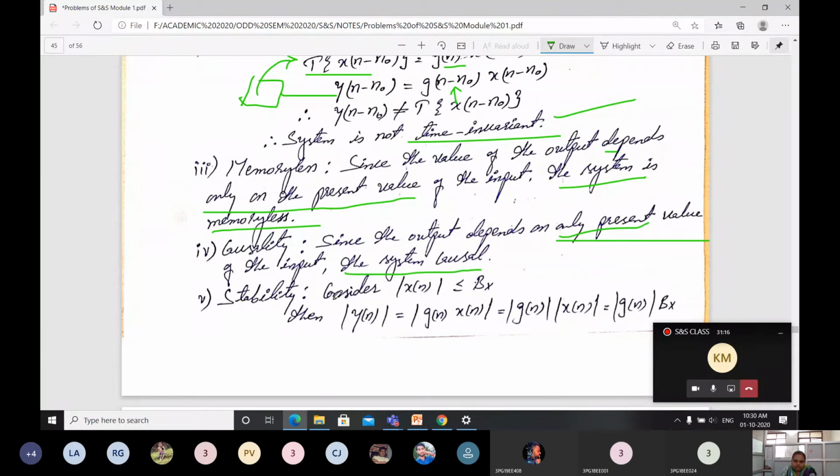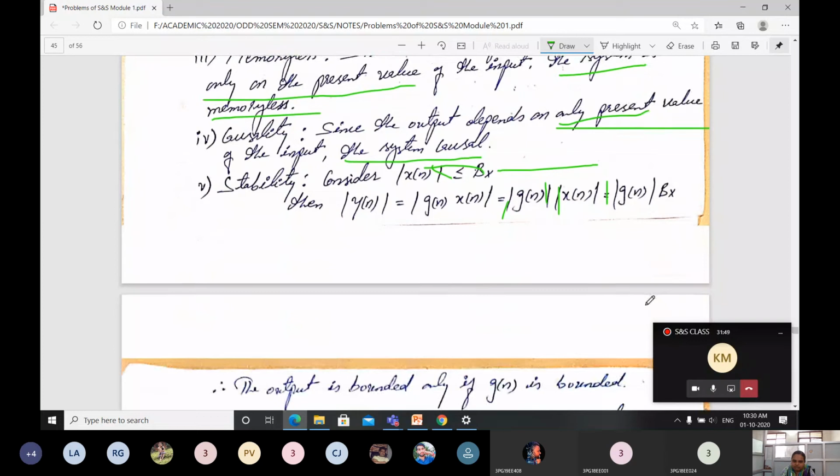What about stability? Consider x of n. This is a standard equation. Whatever the problem is, you have to write the same steps. x of n is within the bound Bx. What is our y of n? It is g of n into x of n, with g of n bounded and x of n also bounded. Therefore if I multiply g of n with Bx, for that reason I wrote g of n into Bx here.